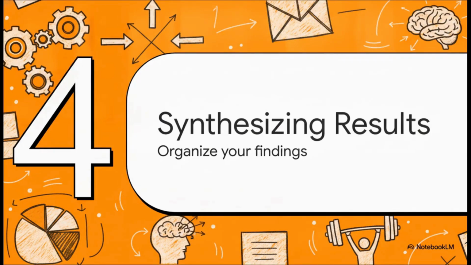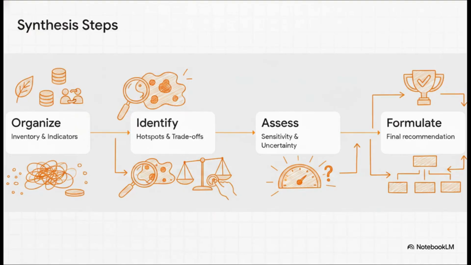Okay, Section 4, synthesizing your results. This is where the heavy lifting happens. You're going to organize your findings through these 4 steps. First, organize your inventory and indicators. Next, identify your hotspots, those high-impact areas, and spot the trade-offs. Third, assess sensitivity and uncertainty. Basically ask yourself, if a key assumption changes, does my whole conclusion fall apart? And finally, step 4, formulate that rock-solid, evidence-based recommendation.